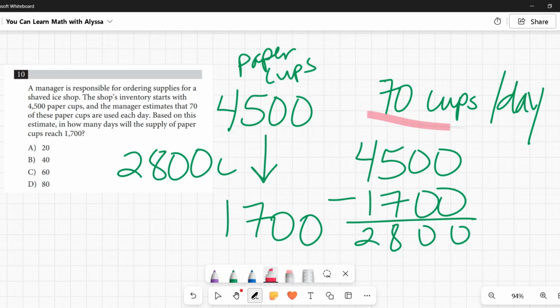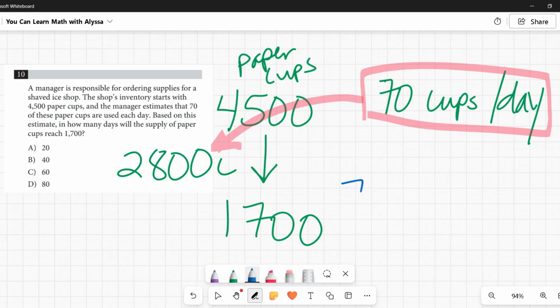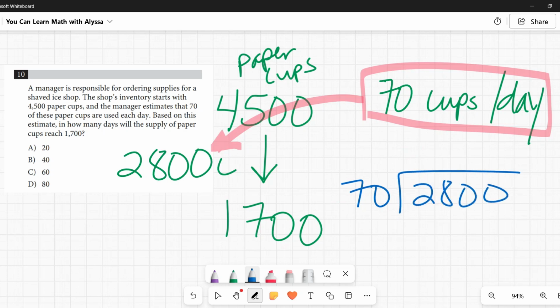And if there were 70 cups used every day, how many days did it take to use 2,800? So for that, we need to divide 70 into 2,800. Little shortcut there, if your teacher never showed you this. When you have a number that ends in a 0 that's being divided into a number that ends in a 0, you can just scribble out those zeros and just divide the smaller numbers and you will get the same exact correct answer.